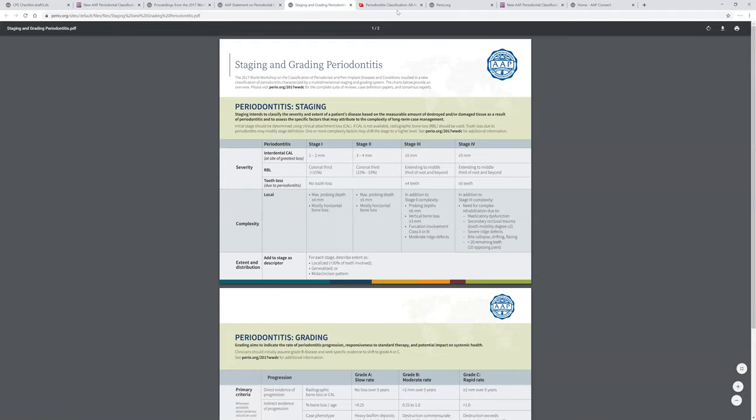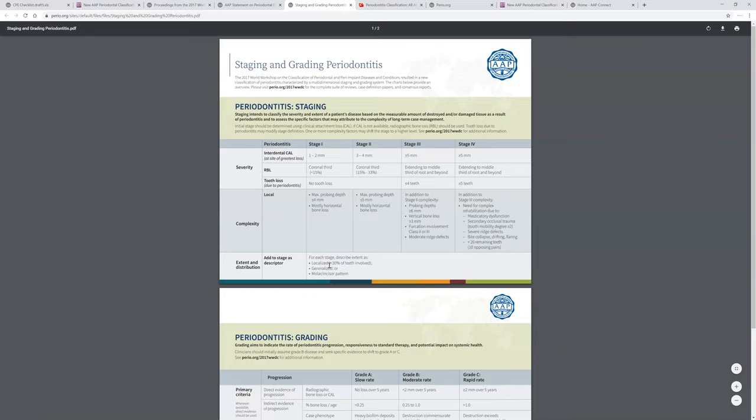as I said, a lot of people ask me, "My patient has two areas of 4 millimeter pockets. So what stage would they be in? Because they don't really have perio, do they?" Yes, they do. Right here, you guys. So this is stage one.